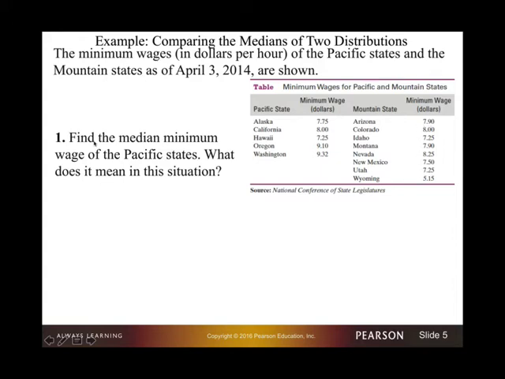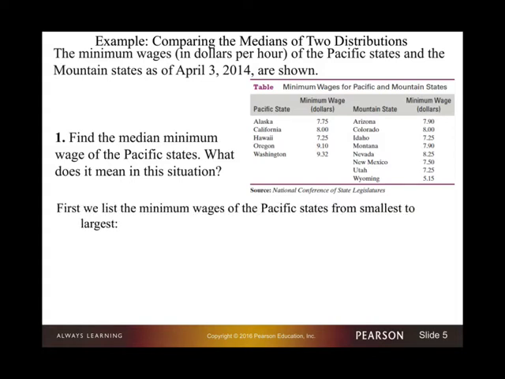First, find the median minimum wage of the Pacific states. What does it mean in this situation? We want to look at the data for the Pacific states here. I want you to arrange the data from the smallest to the largest. The smallest one will be 7.25. And the next one will be 7.75. And then 8, and then 9.1, and then 9.32. So we arranged the data from the smallest to the largest.